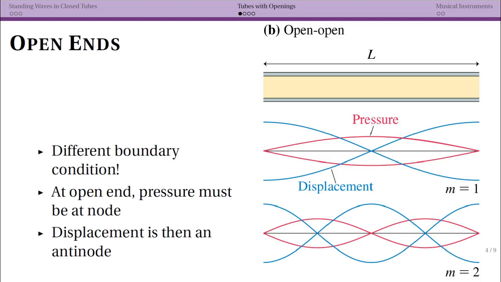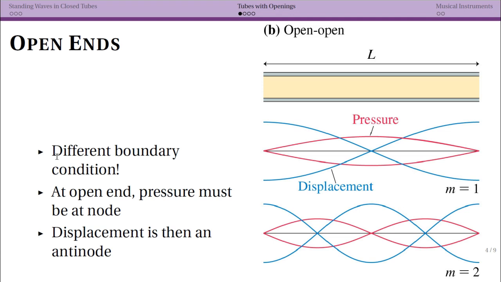In the previous video, we talked about closed ends. Now we need to talk about open ends because the end of a tube can be open. This actually means that we have a different boundary condition. We are still going to get standing waves, but because the boundary condition is different, our standing wave is going to be a little bit different.